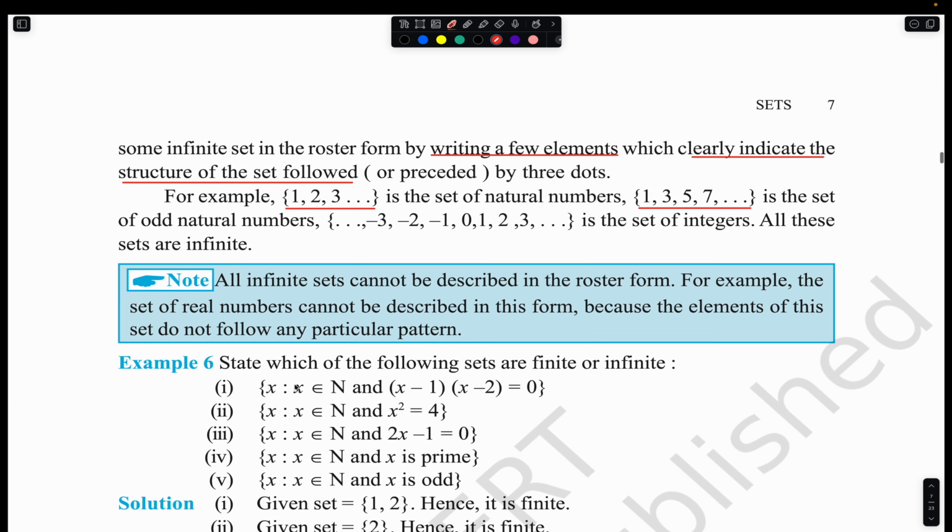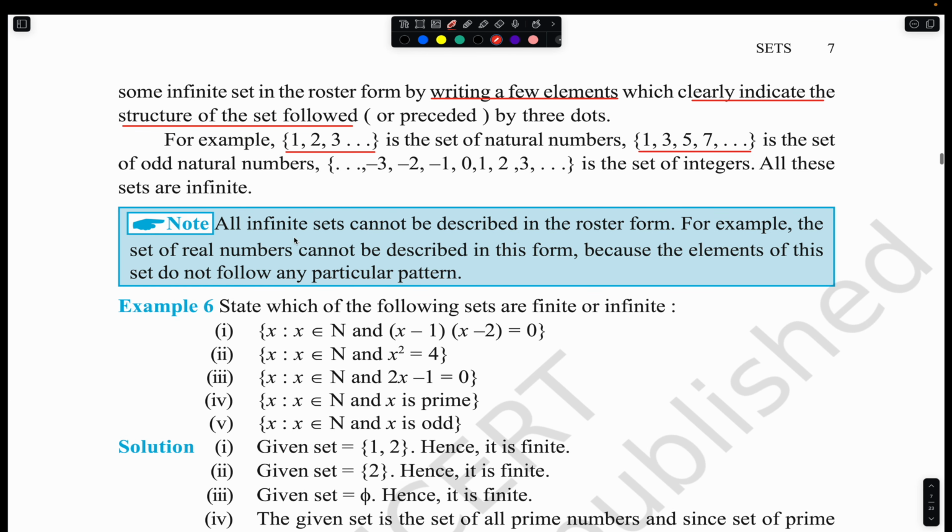Now, we also discussed in our previous class that not all infinite sets can be described in roster form. This is an important point, right? For example, if you take the set of real numbers, this cannot be described in roster form because the elements of this set do not follow any particular pattern. So if you try to write the set of real numbers in roster form, you won't be able to do that because the elements inside the set do not follow a particular pattern, right? So this set cannot be written in roster form.